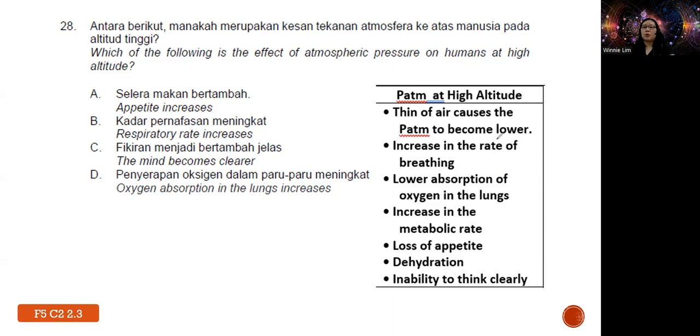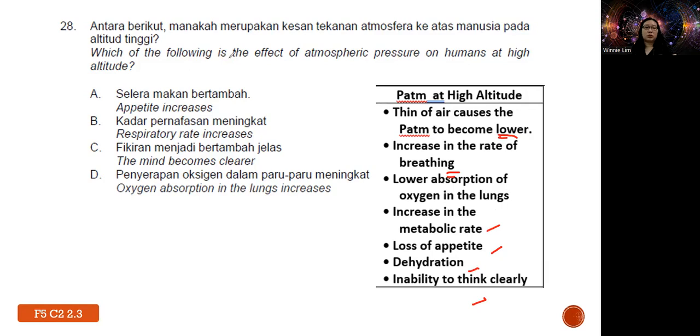So once they become lower, you tend to want to breathe more, okay, increase the rate of breathing. Then lower absorption of oxygen in the lung because the air is getting thinner, okay, the amount of oxygen is also lesser. Then you have an increase in the metabolic rate, you lose appetite, you dehydrate, and you are not able to think clearly.